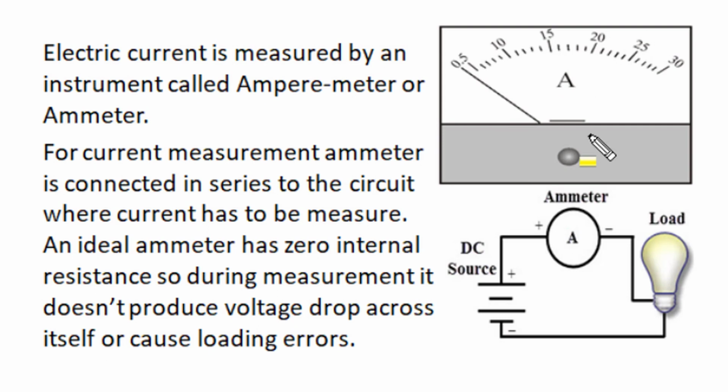Electric current in circuit is measured by an instrument called ampere meter or ammeter. For current measurement in an electric circuit, ammeter is connected in series with the load of which we have to measure current, and an ideal ammeter has zero internal resistance, so that during measurement it doesn't produce voltage drop across it and gives error-free readings without any loading effect.